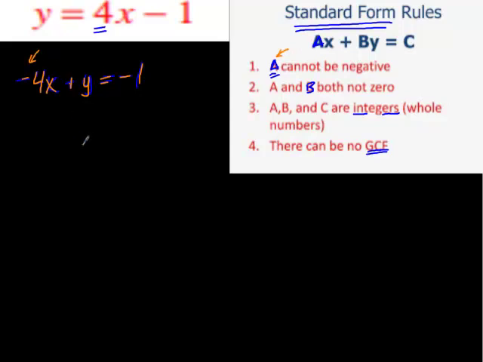So this is a really easy fix. All we're going to do is multiply the whole thing by negative 1. So I'm going to multiply negative 1 here, here, and here. It's the way we would do it in regular algebra. This just makes it quicker. Negative 1 times negative 4x is 4x. Negative 1 times y is negative y. And obviously, negative 1 times negative 1 is 1. I think we can see that we have this all fixed now. This all kind of worked out.